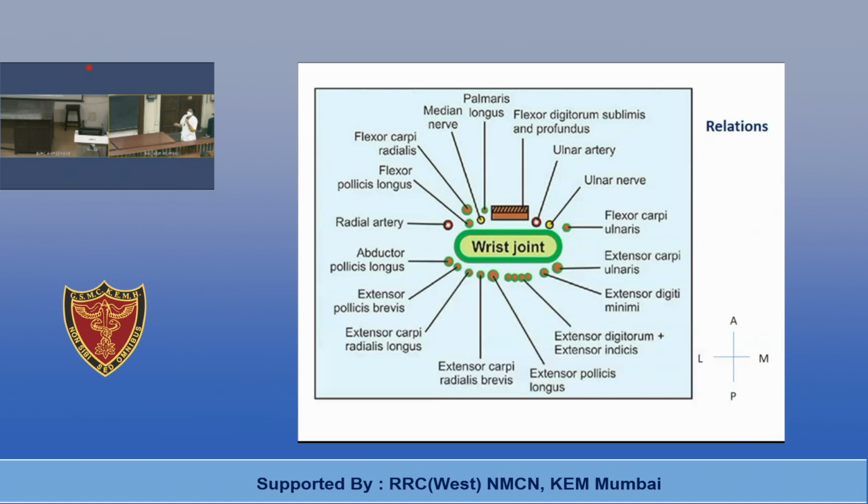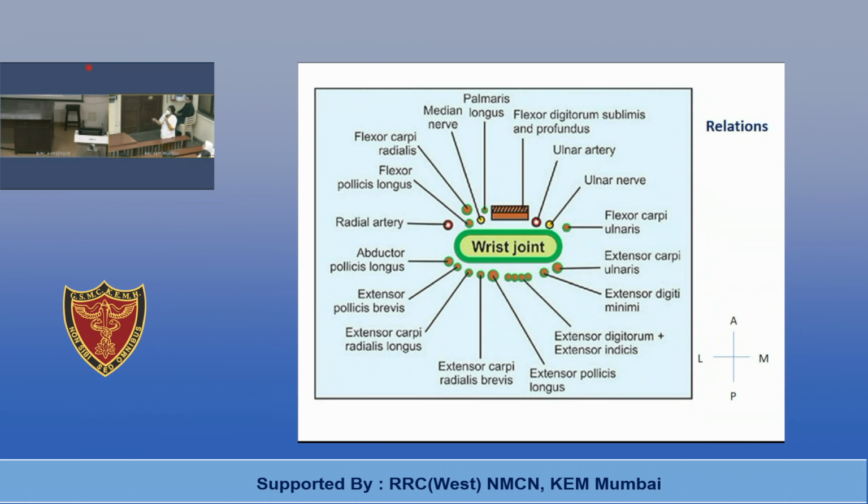What are the relations of the wrist joint? There is the flexor retinaculum and the extensor retinaculum. For that you should know the attachments of these two retinacula. Flexor retinaculum is related to the carpals. Extensor retinaculum extends up to the radius also.